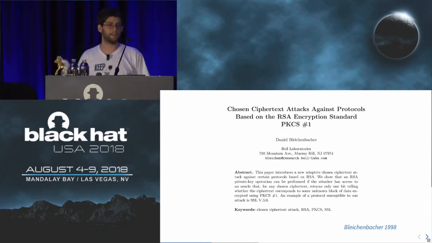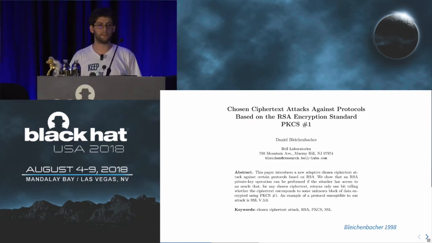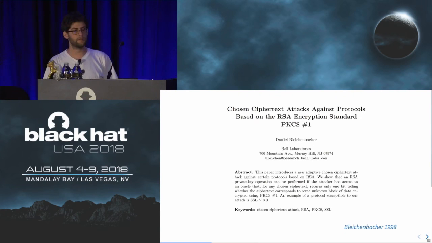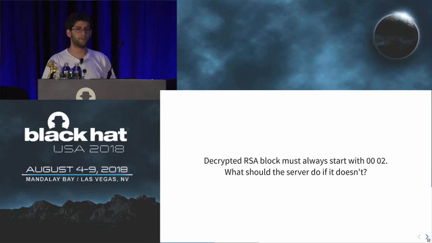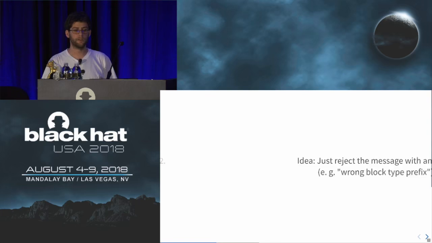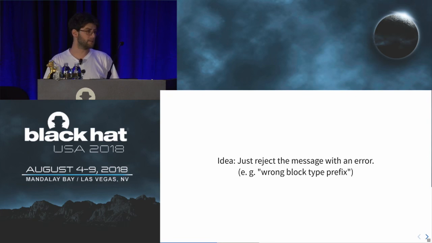And Daniel Bleichenbacher had looked at this and considered the possibility of chosen ciphertext attacks on this. And so this is based on the fact that an RSA block is going to start with these static bytes, 0002, and we have to think about what the server should do if it receives a value that decrypts but does not start with these values. So the initial idea here was just, why not send an error back, let the client know that there was, for example, a wrong block type prefix.